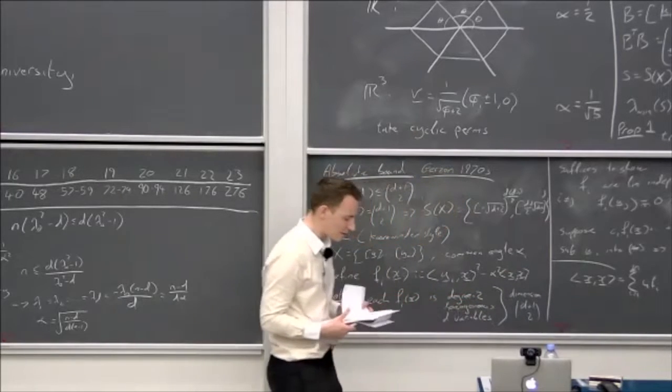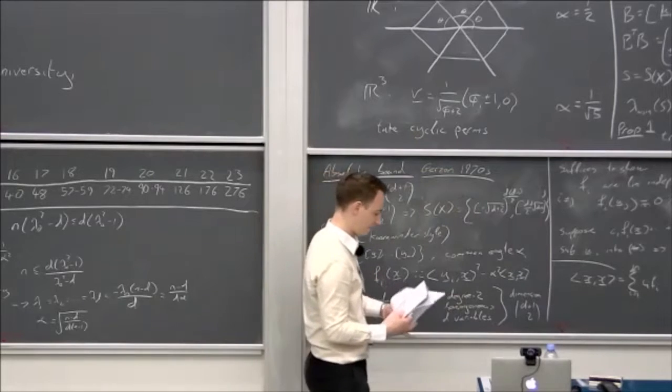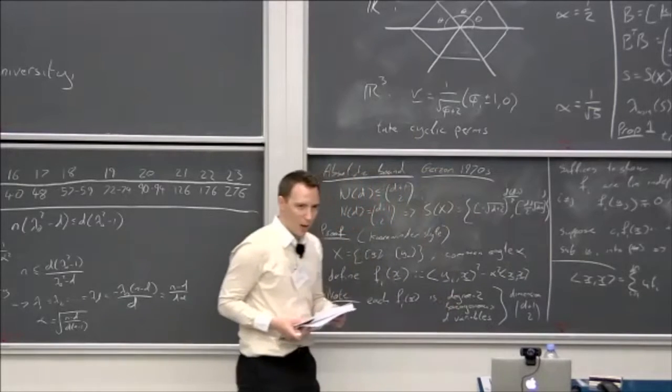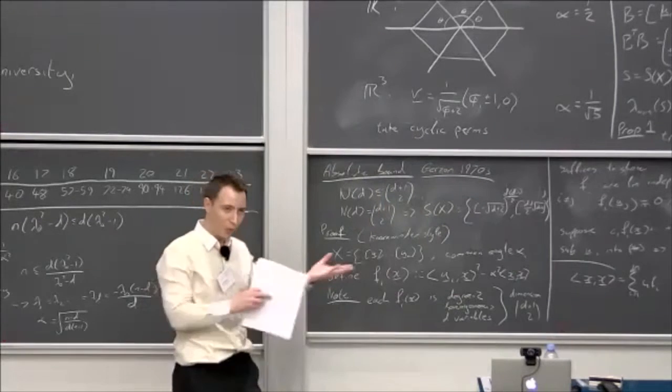Okay, so that's a couple of upper bounds. So now we have some upper bounds. The natural question is, can we always get the upper bounds?